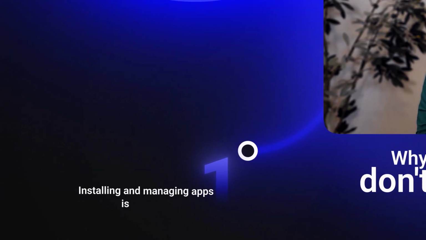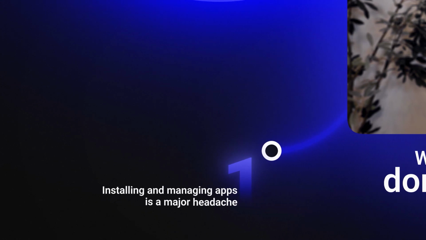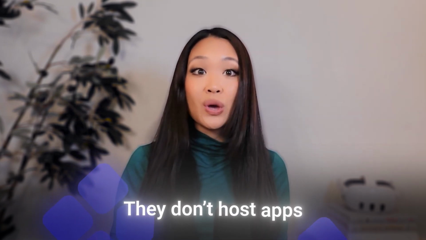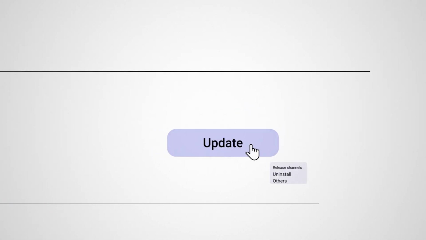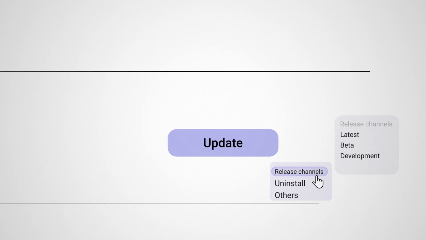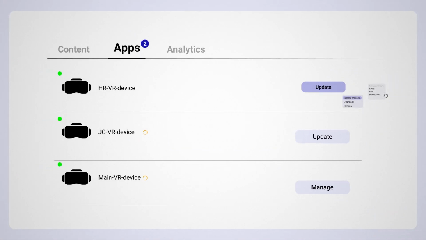First, installing and managing apps is a major headache. Traditional MDMs don't offer the app support you need for XR. They don't host apps, so you have to upload each app to a storage bucket and copy and paste the URL into the MDM. You need to repeat this process anytime a new version is available. They also don't offer version management features like release channels, making it extremely tedious to install different versions of your app across different groups of devices.